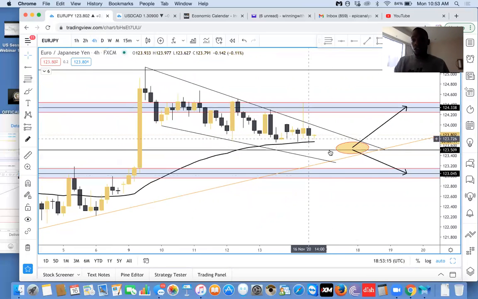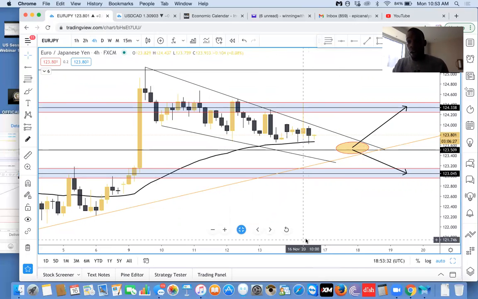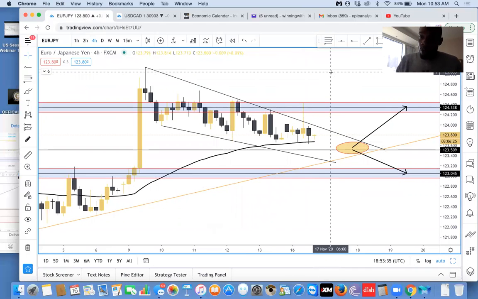So if it breaks below 123.5, then I would just wait until the market shows me something that gives me an indication if it's trying to go momentum bullish or bearish. If the market can't break below 123.5, then overall I'll be looking for buys to the upside towards those 124 to 125 ranges.